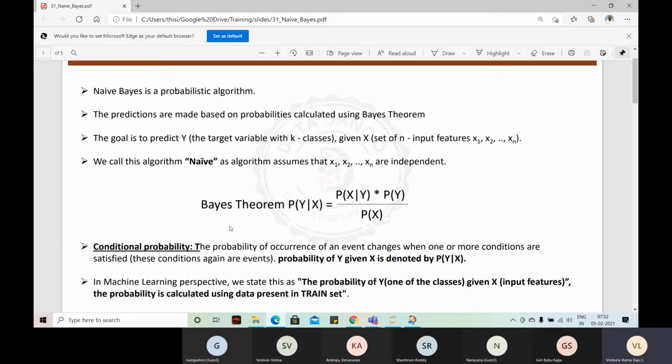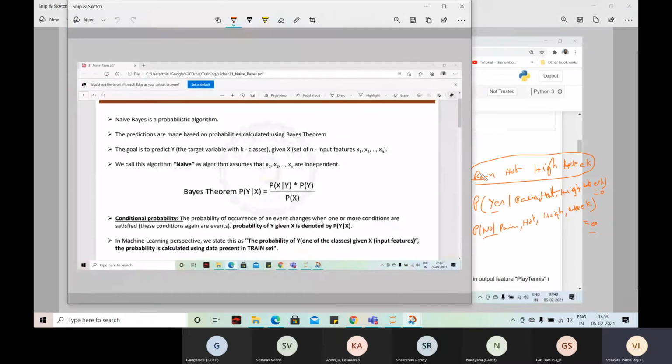I'll talk about that. The basic Bayes theorem is: probability of y given x can be calculated by calculating probability of x given y times probability of y, divided by probability of x. This is called a conditional probability. Whatever I wrote earlier was a little layman's kind of thing.